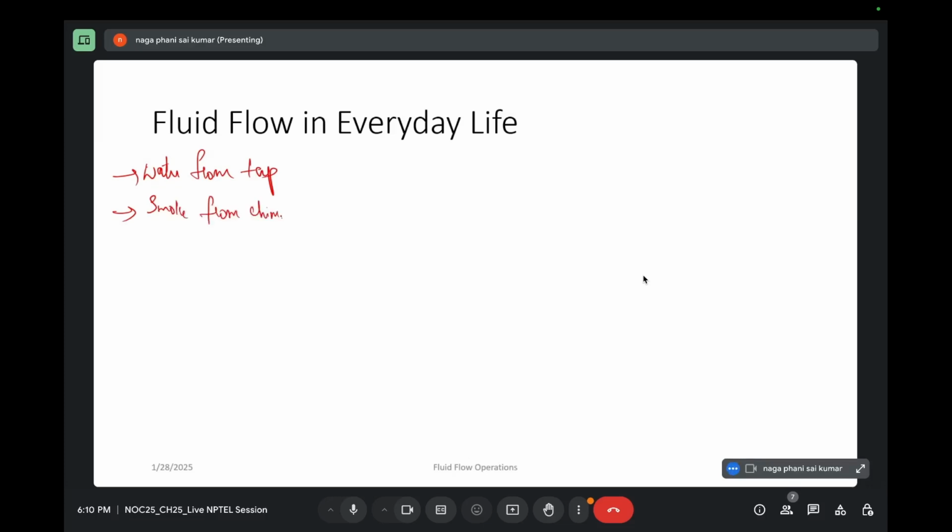And any other examples? There are many examples, right? Hair dryer. Yeah. So here, gas or air is flowing, right? Air is also a fluid, right? So this also comes under fluid flow. And any other examples? So when you are mixing coffee, that is also fluid flow, right?